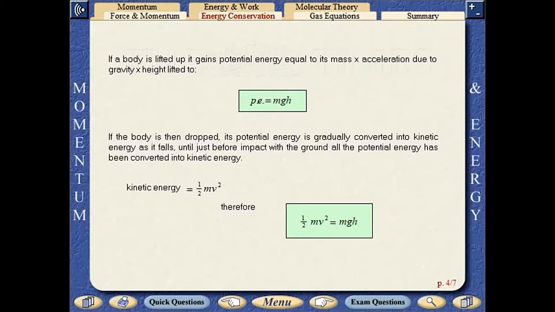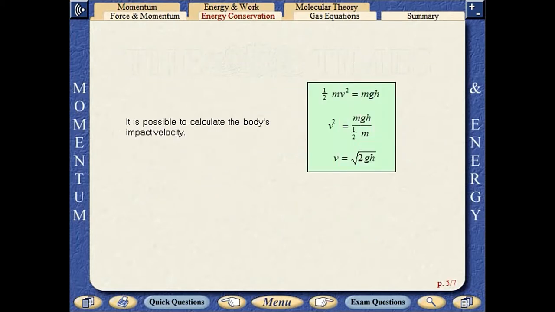If a body is lifted up, it gains potential energy equal to its mass multiplied by acceleration due to gravity multiplied by the height it is lifted to. If the body is then dropped, its potential energy is gradually converted into kinetic energy as it falls, until just before impact with the ground, all the potential energy has been converted into kinetic energy. It is possible to calculate the body's impact velocity. Study the method shown.